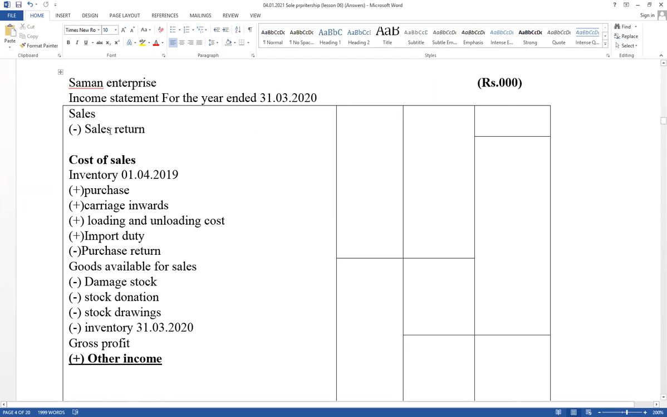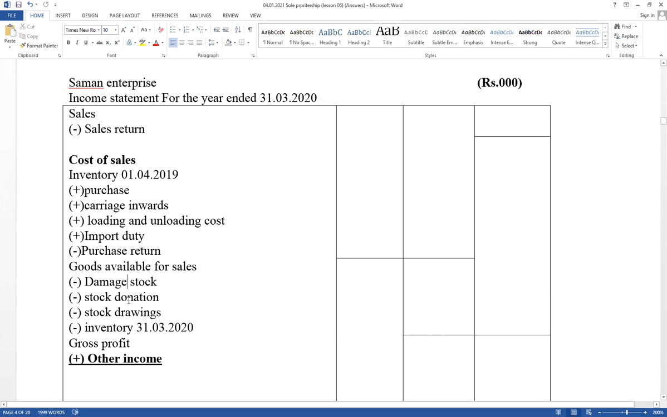Then sales minus sales return. Those are normal information. Sales minus sales return. Then cost of sales, its composition should be included here. Opening inventory, then purchase, carriage inwards, loading unloading cost if available, then import duty and purchase return should be included here. Then goods available for sale can be calculated. After that, damage stock, stock donation, stock drawings, and closing stock.